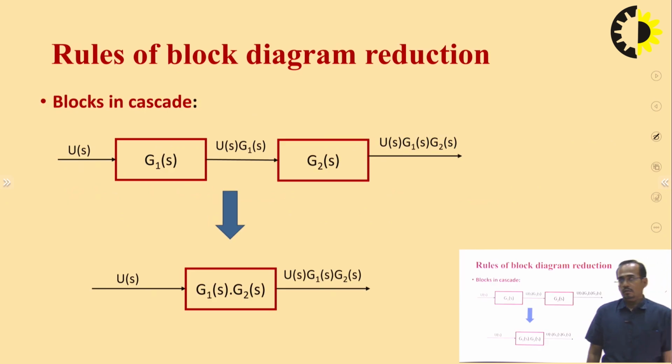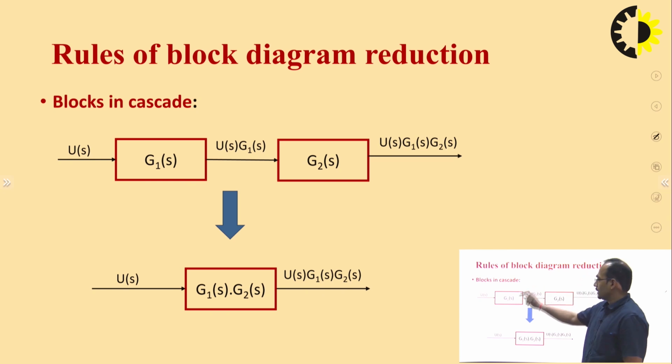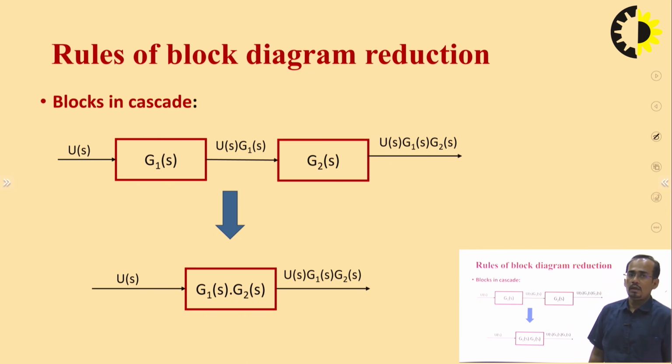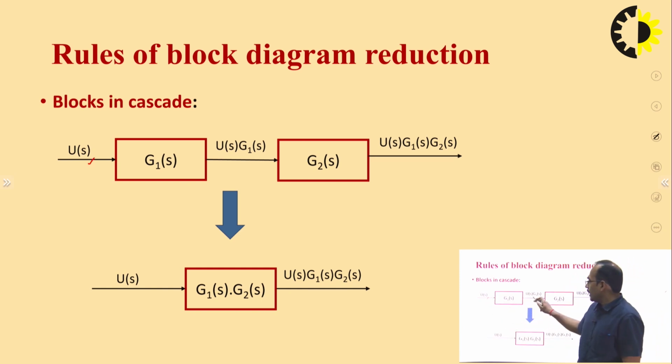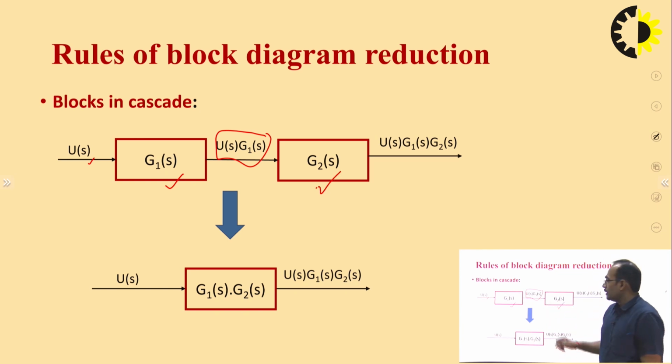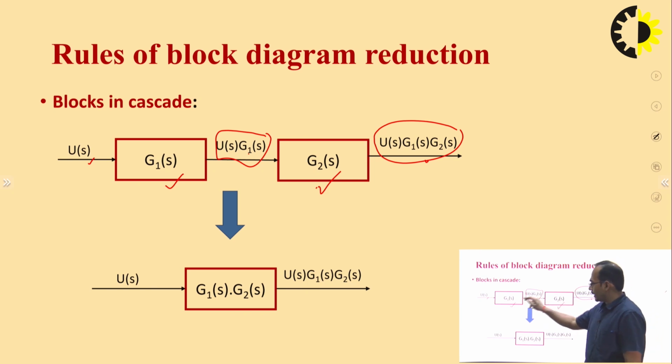Rule 1: blocks in cascade. When two blocks are connected in cascade, it means the output of the first system is working as the input of the second system. Here you can see that U(s) is the input and U(s) G1(s) is the output of the first system. This is working as an input for system 2. So, what will be the overall output? U(s) G1(s) G2(s). So, we can reduce this block diagram when two blocks are connected in cascade, and rewrite the resultant block diagram like this.